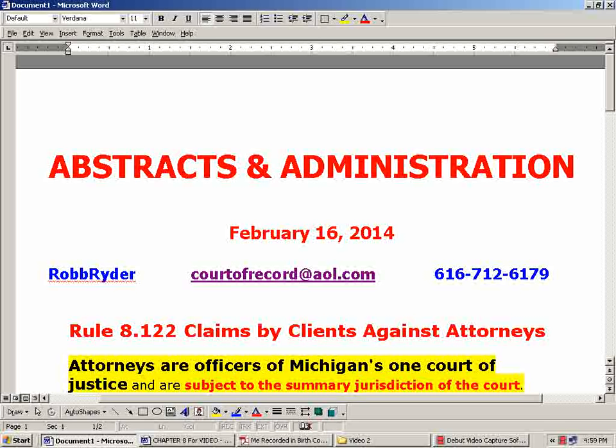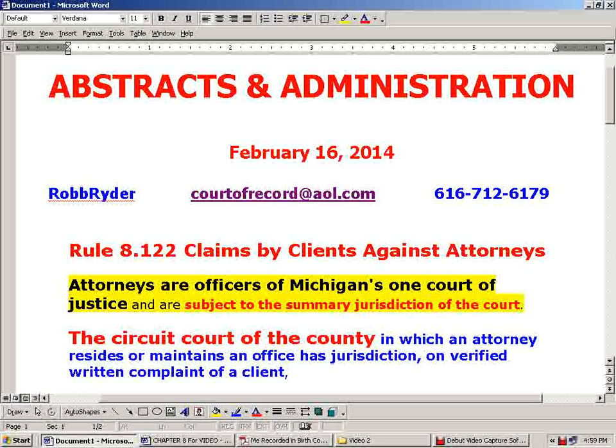We're going to talk more about abstracts and administration, as in court administration, because you find certain things when you look in the rules of administration of a court, such as Rule 8112, claims by clients against attorneys. Attorneys are officers of Michigan's one court of justice and are subject to the summary jurisdiction of the court. The circuit court of the county in which the attorney resides or maintains an office has jurisdiction on verified written complaint of a client. Isn't that interesting?